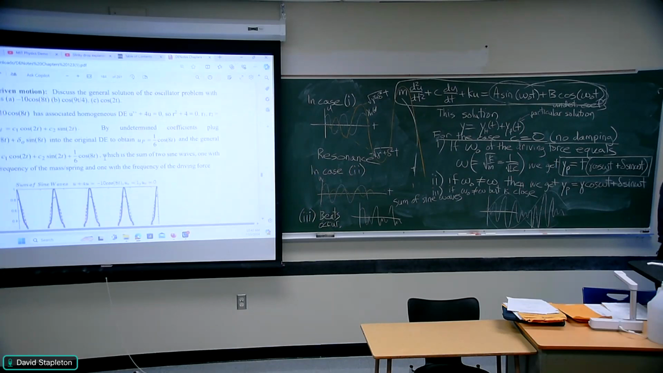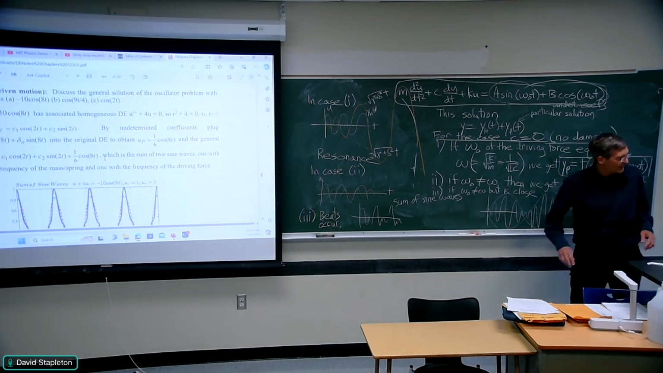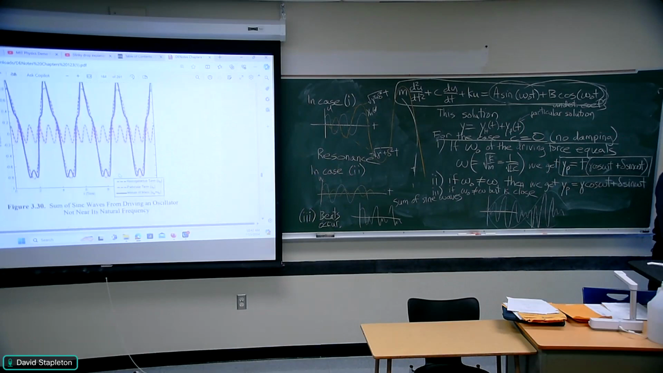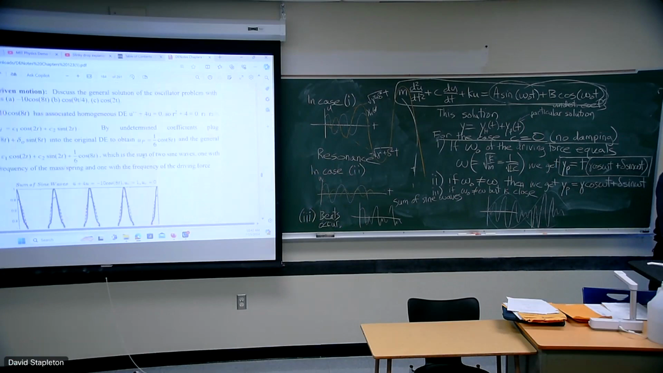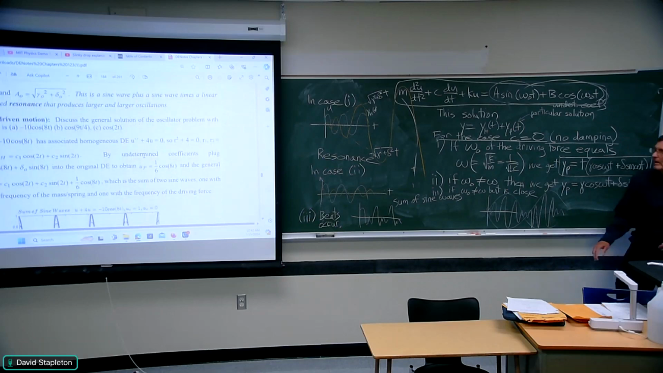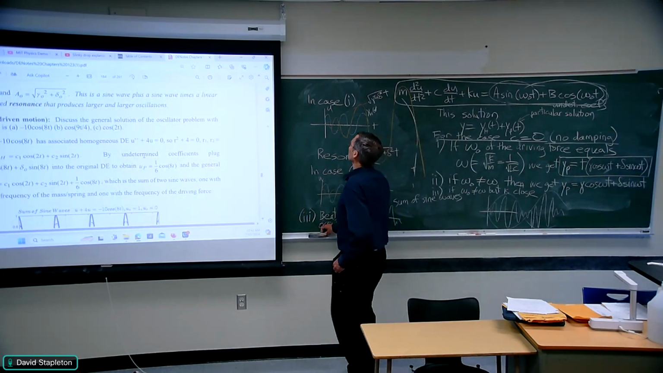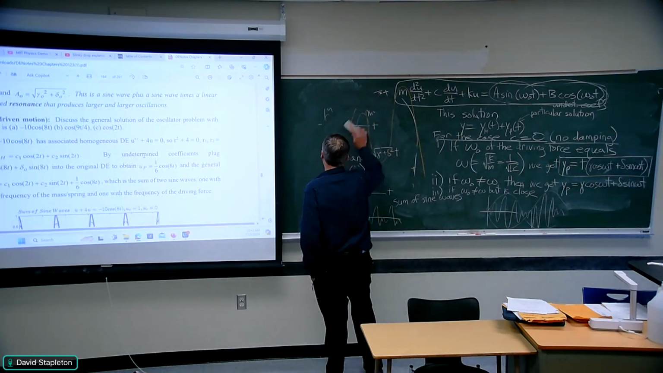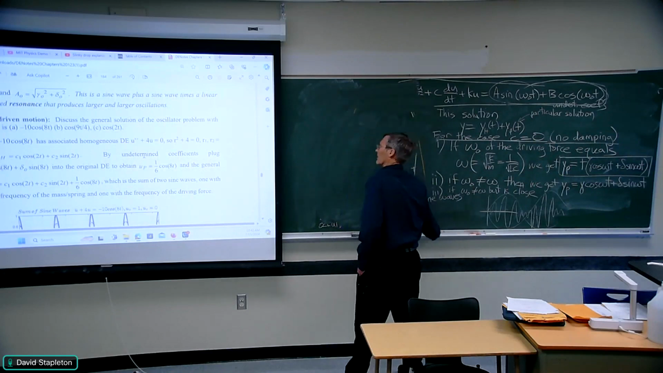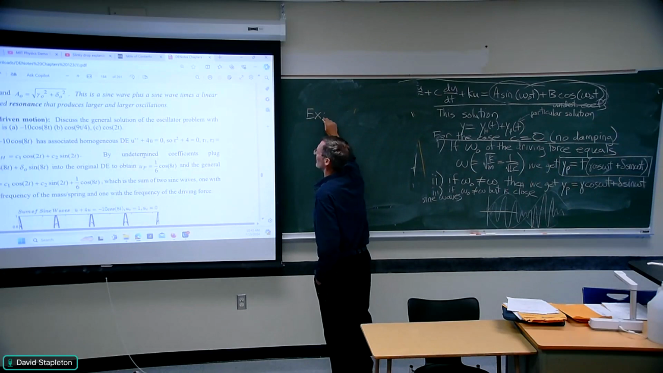Let's now do the undamped, I'm sorry, the damped driven motion. Sum of sine waves from driving, let's see. Let's do this case right here. All right. Here's another example. The final example here is, suppose I drive it not near its natural frequency, so I'm just adding two sine waves. Here's an example of what you get. And again, it's just doing mathematics we've already done, but I wanted to actually do an example.